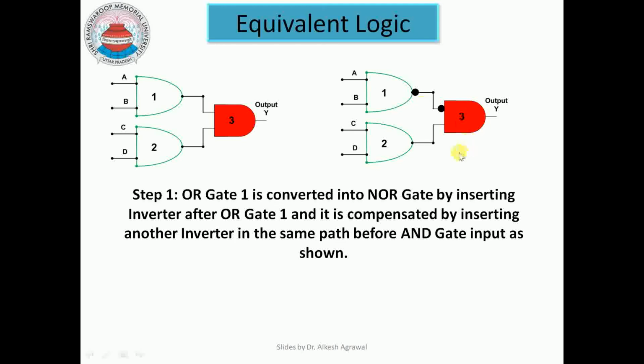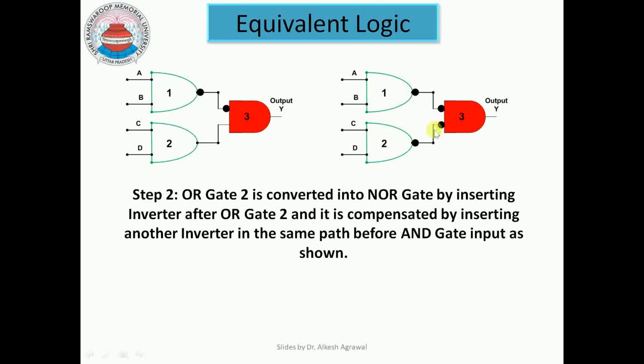So this is step one. In step two, we again converted gate number two, the OR gate, into a NOR logic gate by placing an inverter, and we again nullify this value by putting another inverter gate into the same path.